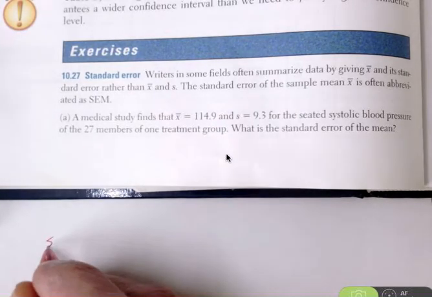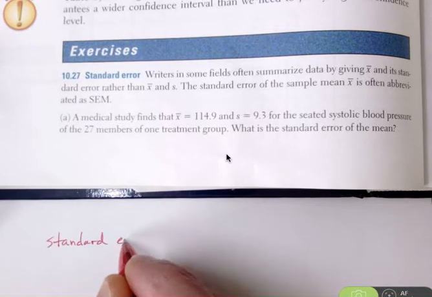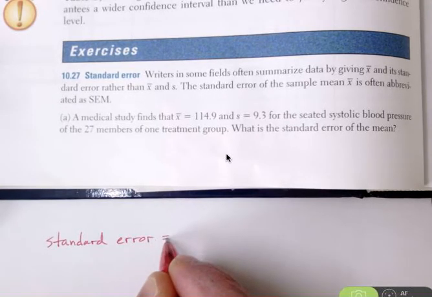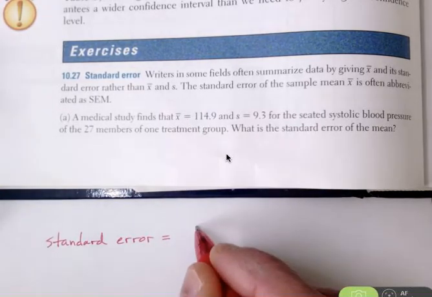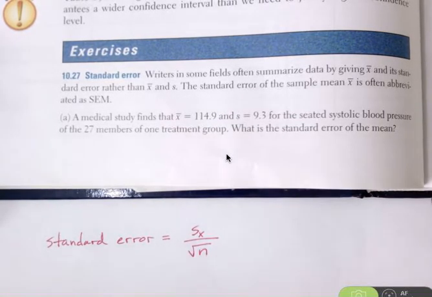So the standard error is the sample standard deviation divided by the square root of n. That's all you have to calculate. Everything's given to you. It's just a matter of plugging it in.